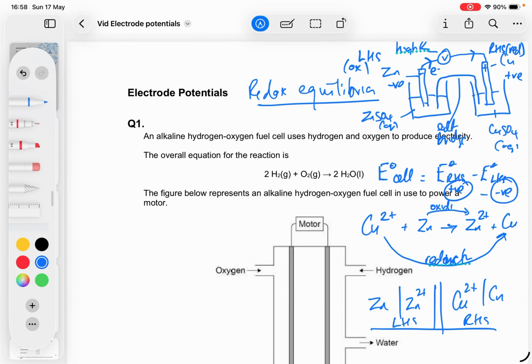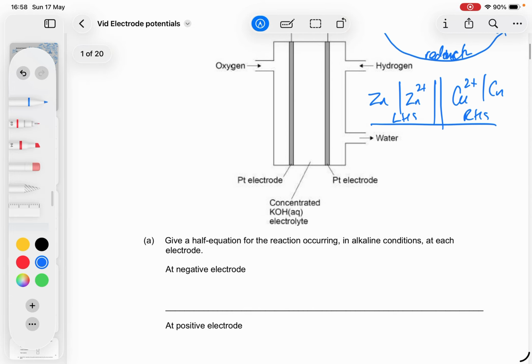Now the types of batteries we deal with, or the types of cells we deal with: non-rechargeable, rechargeable and fuel cells. So this first question that we're going to look at now is from the 2025 paper, and the idea is to look at a few questions and a few things you need to learn. So give a half equation for the reaction occurring in alkaline conditions at the negative electrode. You just got to remember these reactions. It's a question of memorizing these reactions.